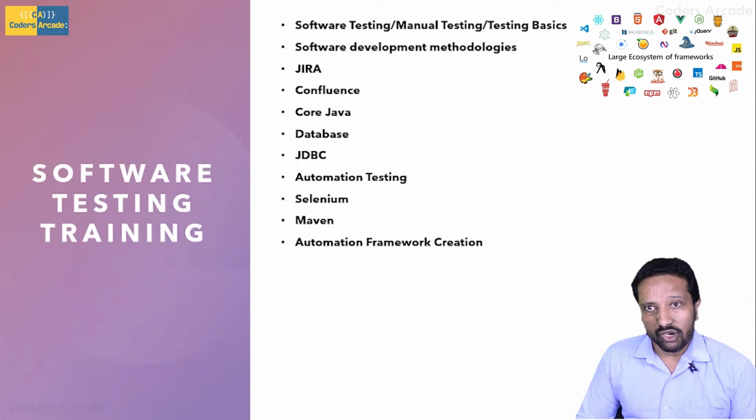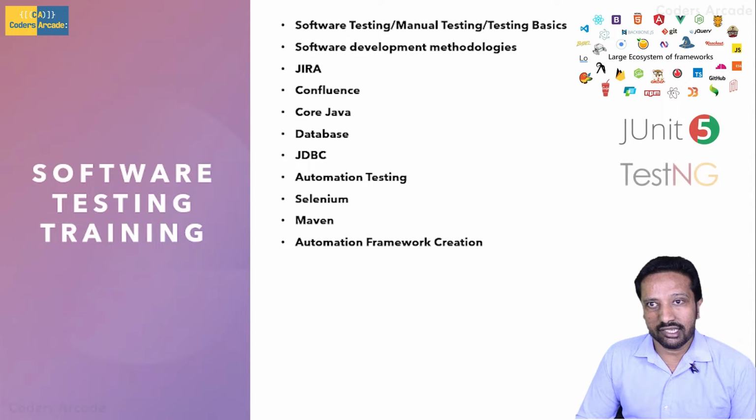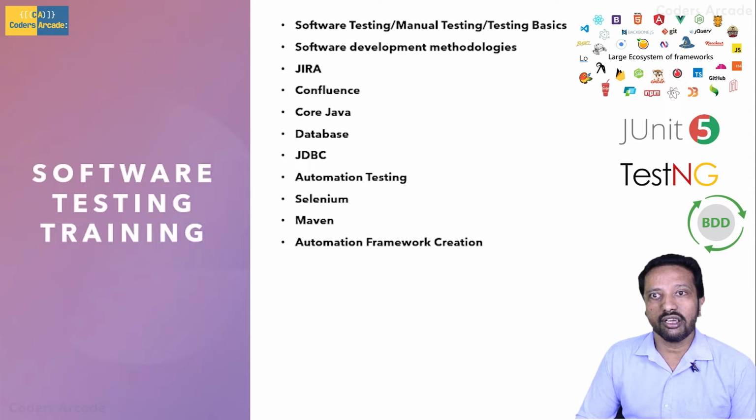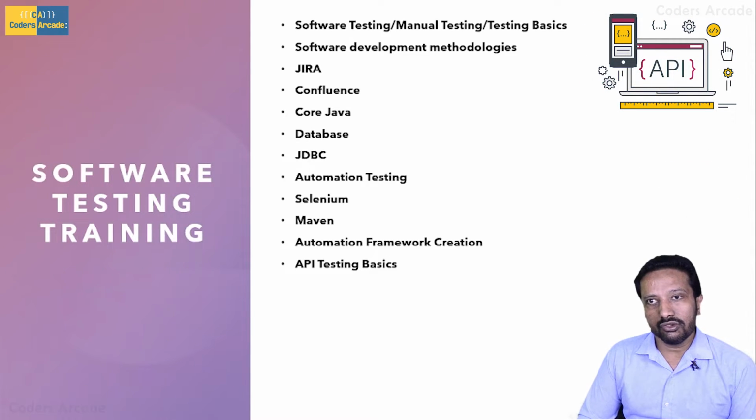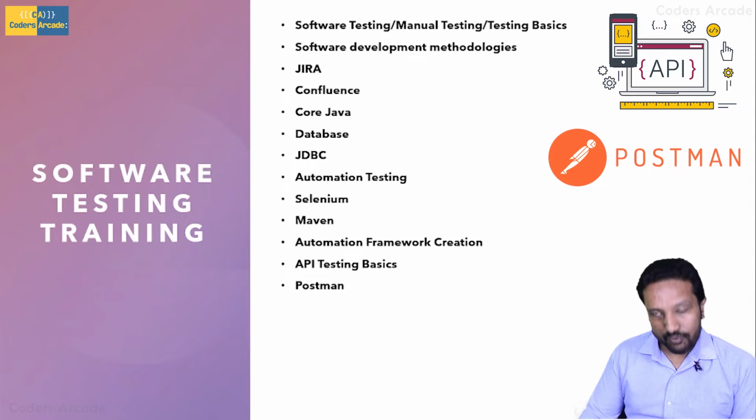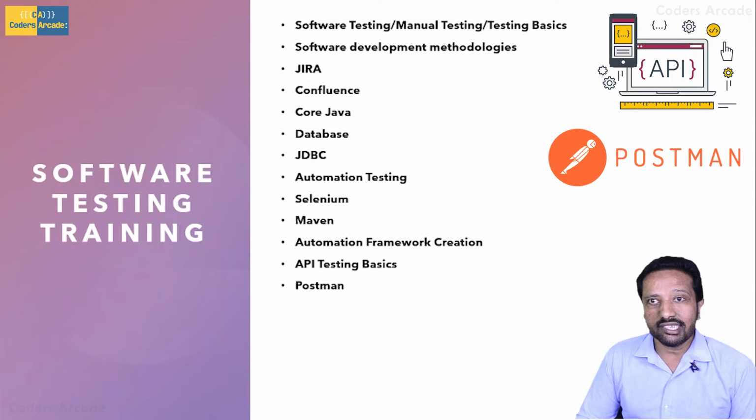There are many frameworks like JUnit, TestNG, and BDD, which stands for Behavior Driven Development. In the BDD framework, you will be using the Cucumber framework, where you will be learning how to use the feature file. Then after that, we will be moving on to the API testing basics. We will be learning how to deal with APIs, and finally we will be using a tool called Postman, where you will be learning how to test APIs using the Postman tool.